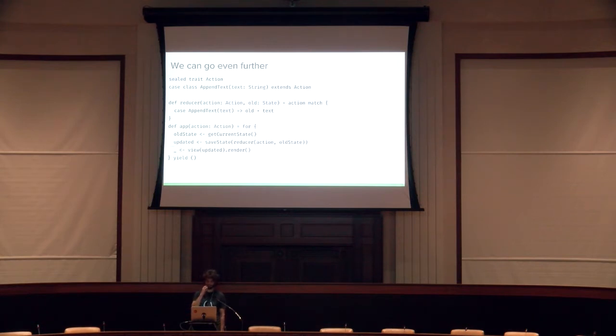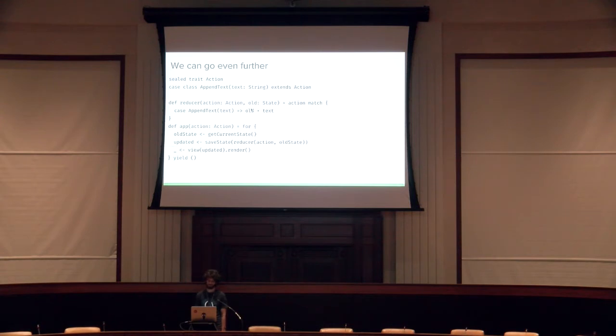So what we have here is a sealed trait hierarchy called Action. And then all of our actions are just cases of this Action type. So here we have an action AppendText. And what we can then do is pattern match over this action. And then basically what we get is, again, a function from state to state, right? This reducer function takes an action and a state and returns a new state.